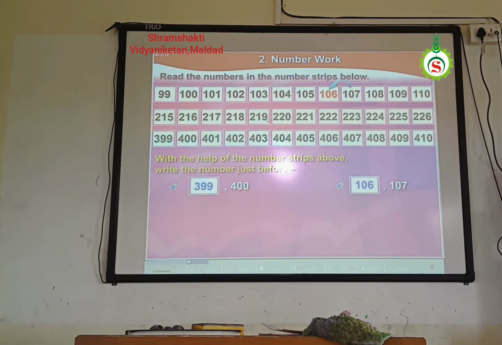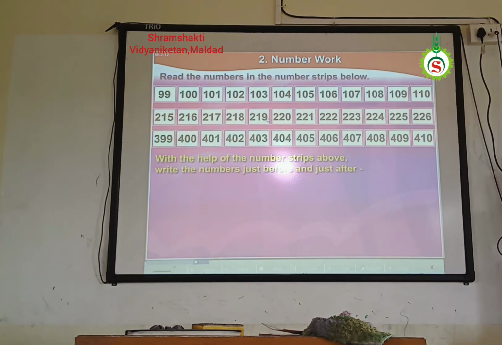Now the next one. What comes before 218? Before 218, we have 270. So, 270 comes before 218. What comes before 110? The number that comes before 110 is 109. So 109 comes before 110.